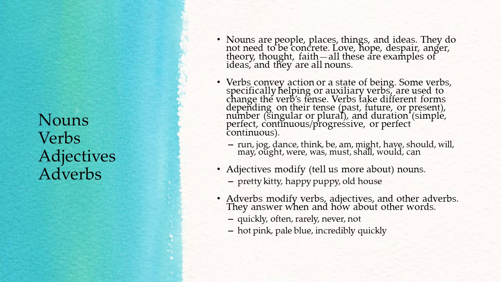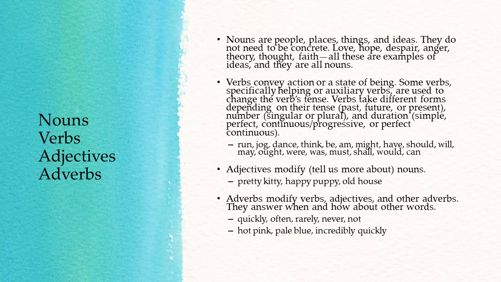Verbs convey action, or a state of being or existence. Some verbs, specifically helping verbs, also known as auxiliary verbs, are used to change the verb's tense. Verbs take different forms depending on their tense, past, future, or present, their number, singular or plural, and their duration. Simple, perfect, continuous, perfect continuous. Continuous is also known as progressive.